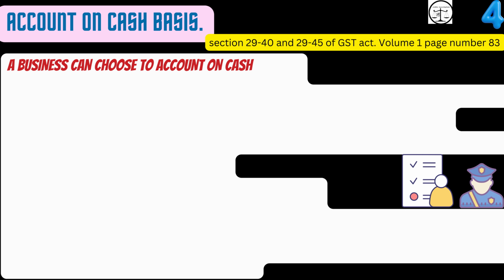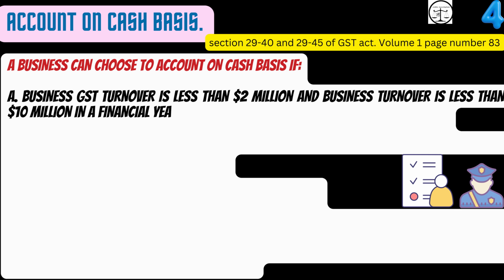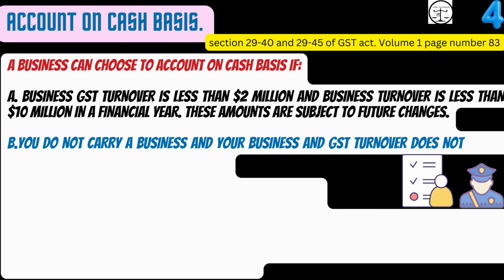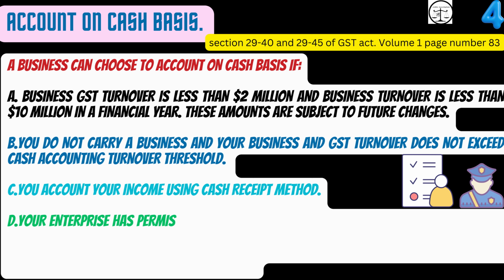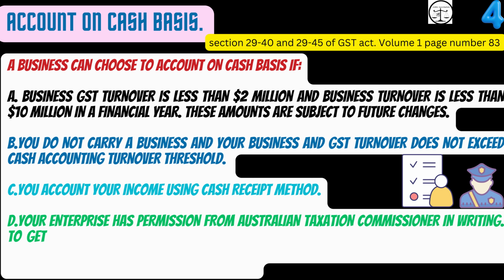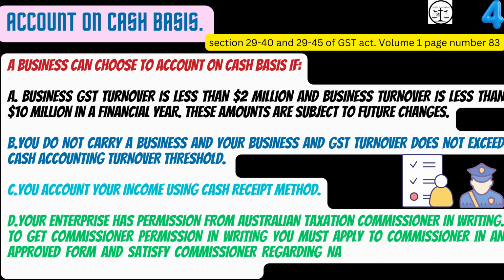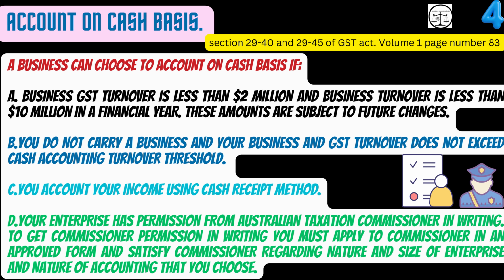In simple words, a business can choose to account on a cash basis if A. Business GST turnover is less than $2 million and business turnover is less than $10 million in a financial year. These amounts are subject to future changes. B. You do not carry on a business and your GST turnover does not exceed the cash accounting turnover threshold. C. You account for your income using the cash receipt method. D. Your enterprise has permission from the Australian Taxation Commissioner in writing.